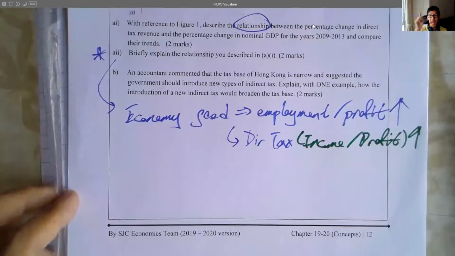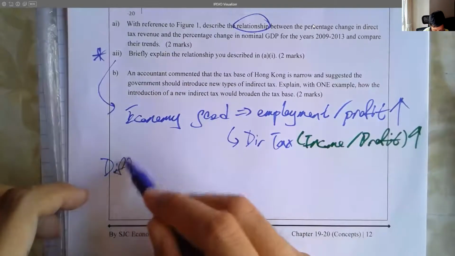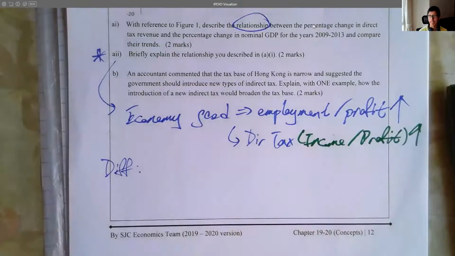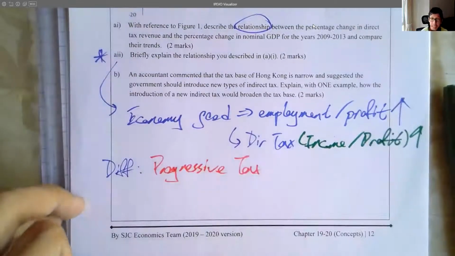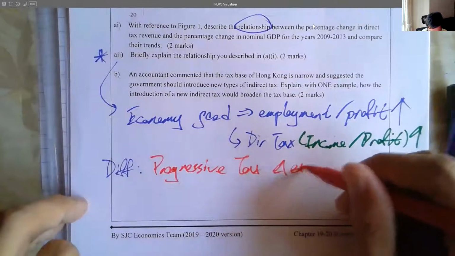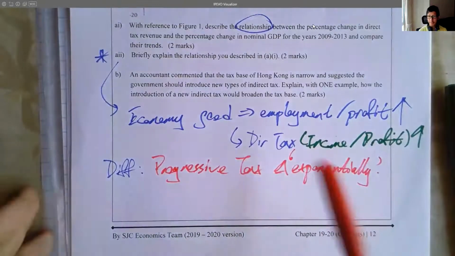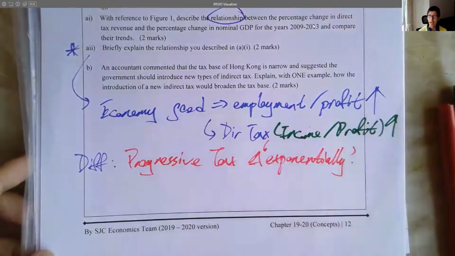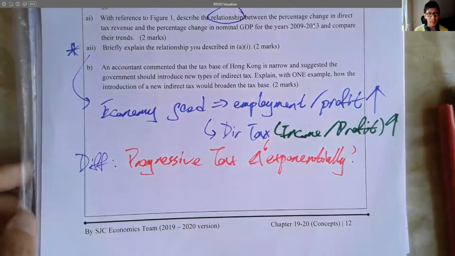So this is the similarity. What about the difference? How come they are different? Okay, 點解 different 啫？For the difference, remember, now very difficult, right? Direct tax in Hong Kong, especially income tax and profit tax, are progressive tax. Therefore, they change exponentially. Therefore, the changes you see go faster and faster, drop faster and faster because of the progressive nature of direct tax. 可唔可以因為 direct tax 係 progressive 啊，所以佢升就升得好快，跌就跌得好快咯。OK， 好嘛？So this is how we explain.